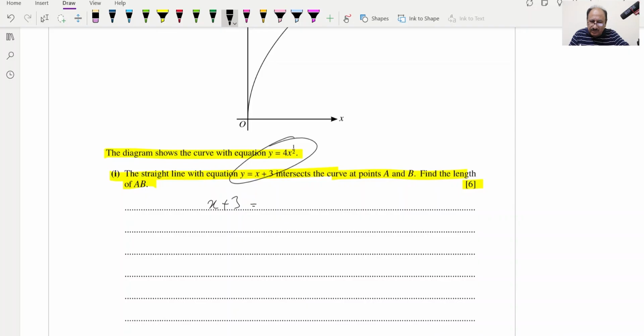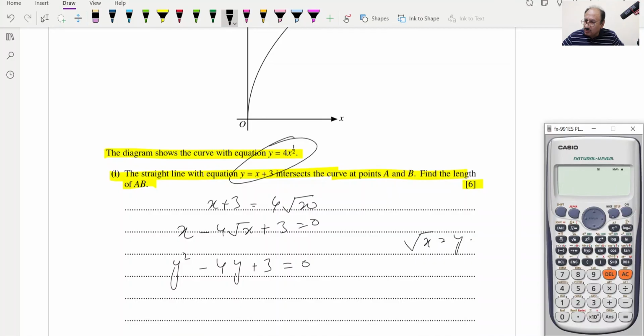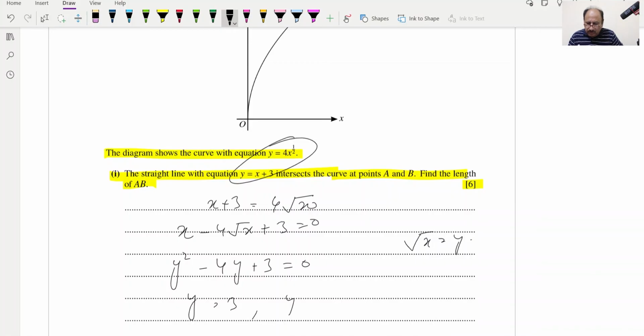So x plus 3 is equal to 4 under root x, and we can rewrite it as x minus 4 under root x plus 3 is equal to 0. So we can replace under root x with y. It will be y squared minus 4y plus 3 is equal to 0. This is a quadratic equation in terms of y. The coefficients are 1, minus 4, and the constant value is 3. So y is equal to 3 and y is equal to 1.